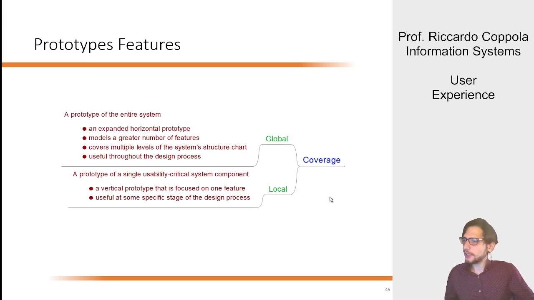In terms of coverage, I can think of global coverage or local coverage. In case of global coverage, I cover the entire system. Of course, it will be very complex to provide a prototype which covers the whole system. Or I can have local coverage to verify a single function or a very vertical prototype focused only on a single use case, for instance.